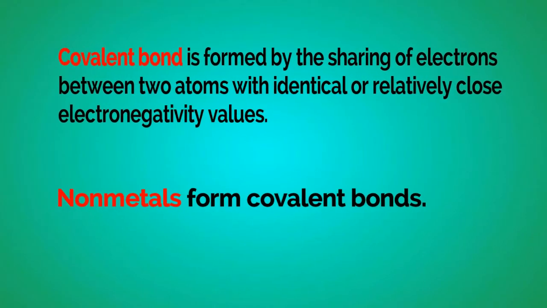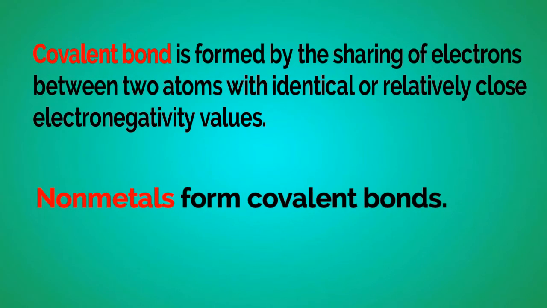What is a covalent bond? A covalent bond is formed by the sharing of electrons between two atoms with identical or relatively close electronegativity values. Generally, nonmetals form covalent bonds.